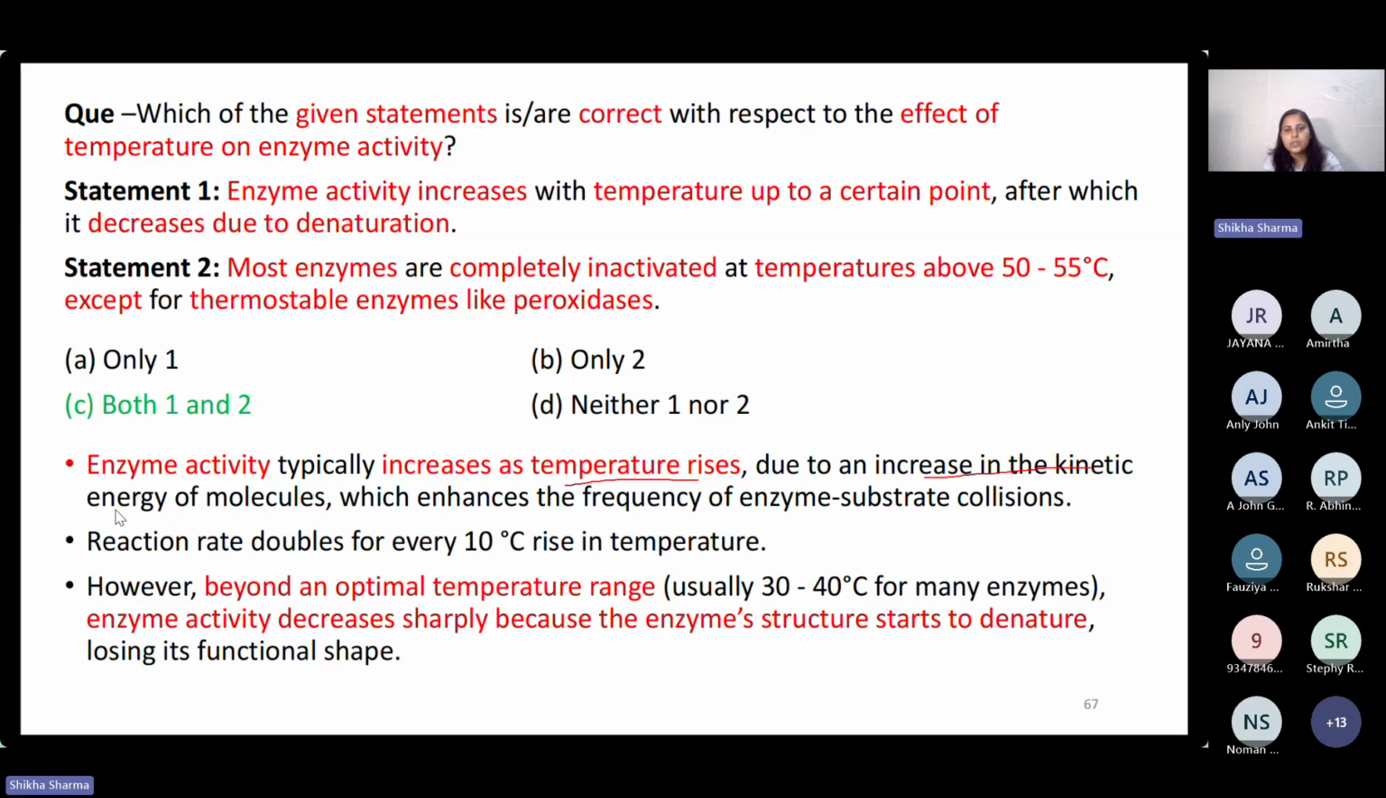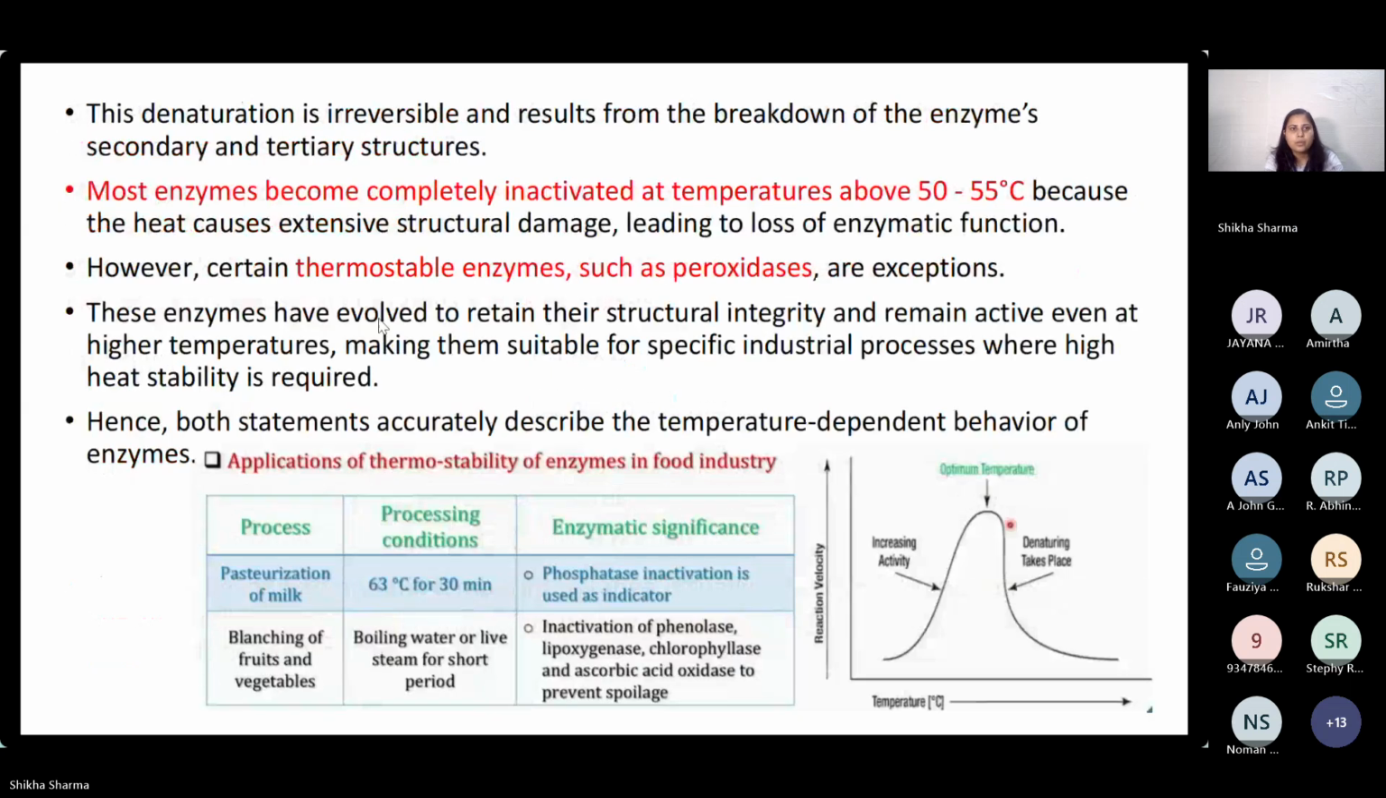Which enhances the frequency of enzyme-substrate collision. So the rate of the reaction doubles every 10-degree rise in temperature. Beyond the optimal temperature range, like 30 to 40 degrees Celsius, enzyme activity will decrease sharply, because the enzyme structure will start to denature. Because it's a protein, it loses its functionality based on its shape.